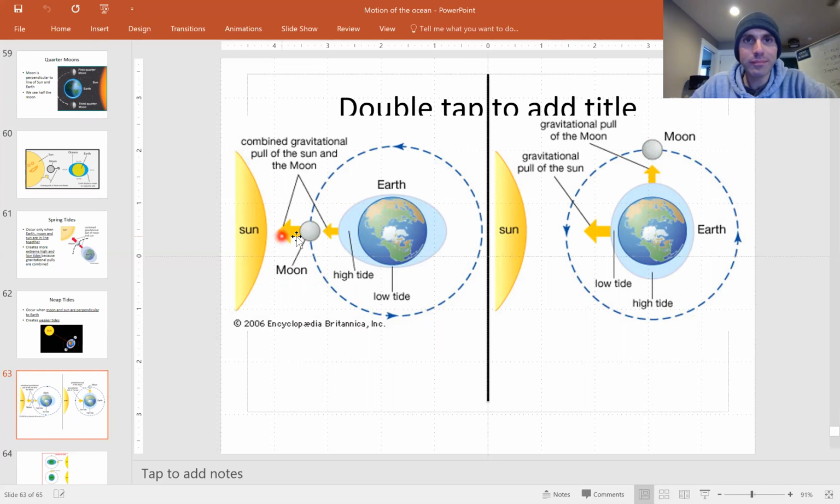Moving on, here's the spring tides again, and here's the neap tide, and you can see the differences in high tide as well as the differences in low tides.